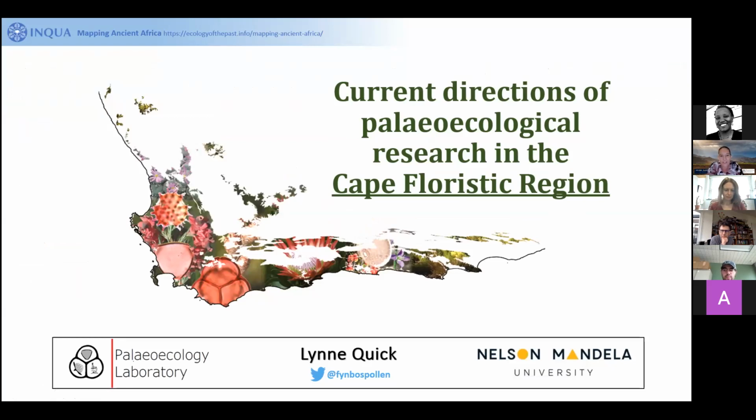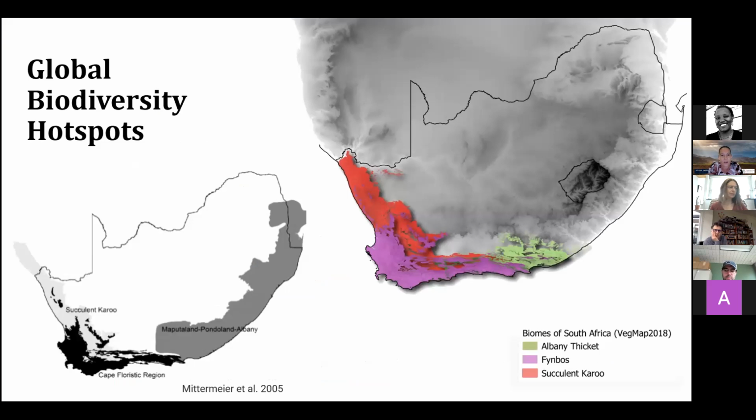This is a very brief synopsis of the current directions of paleoecology research in the Cape Floristic Region. I'm just going to present today the work that we're doing at the Paleo Lab at Nelson Mandela University with all our collaborators across the world as well. Just to briefly go on about how important the area is: the Fynbos biome, otherwise known synonymously as the Cape Floristic Region, is a biodiversity hotspot, as well as the two neighboring regions, the Succulent Karoo and the Maputaland-Pondoland-Albany Thicket region, and we're trying to expand our research directions into those two neighboring biomes as well.